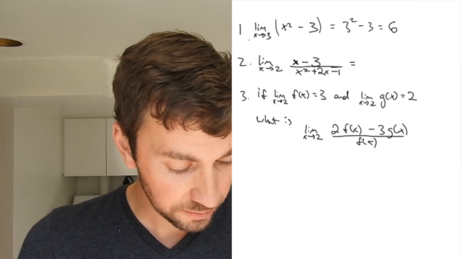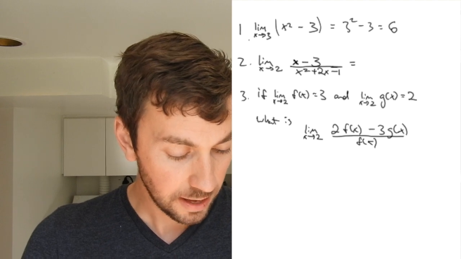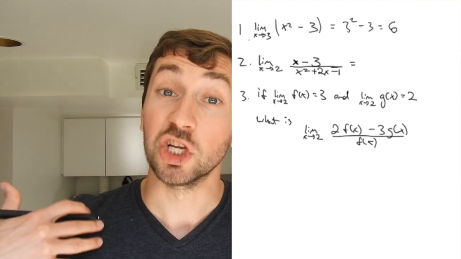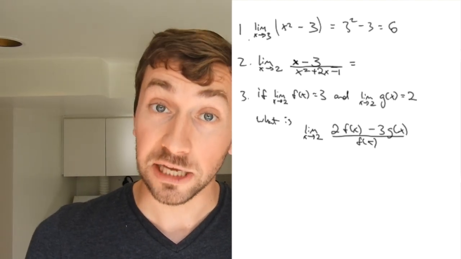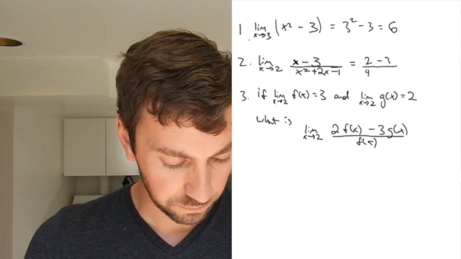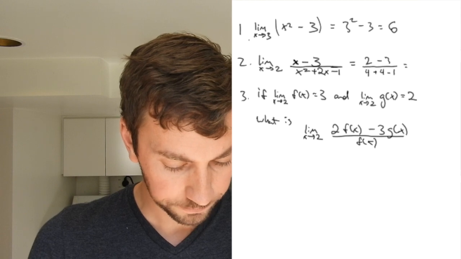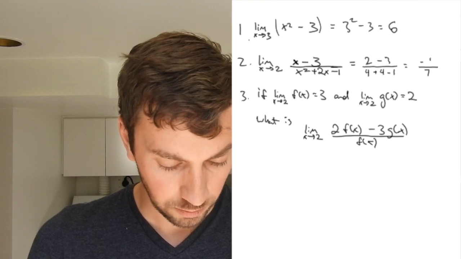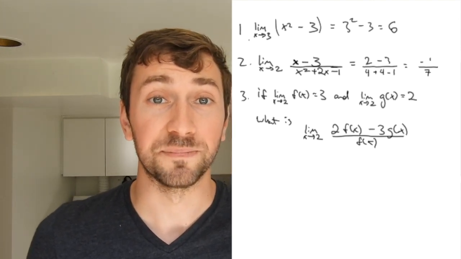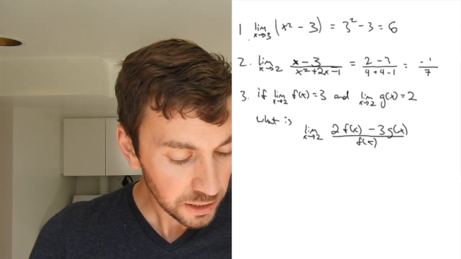Okay, here's another example. Limit as x goes to 2 of x minus 3 over x squared plus 2x minus 1. So we begin, we just plug in x is equal to 2. So we get 2 minus 3 over 4 plus 4 minus 1, and that's negative 1 over 7. And that's it. That's all there is to it. These are pretty easy.